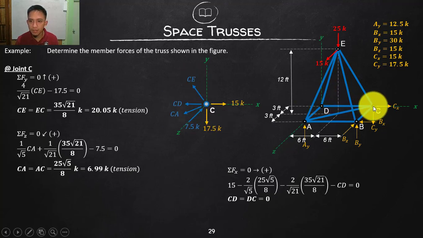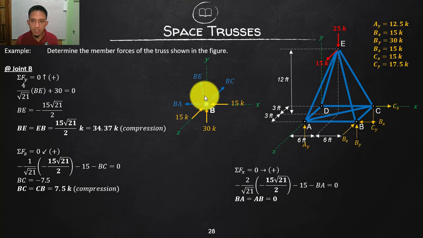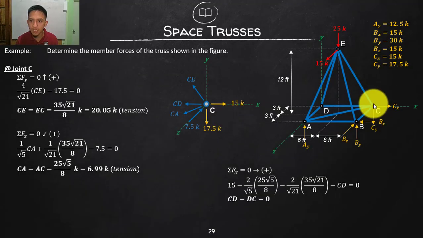So we have here your CA, unknown, that is only inclined along X and Z. It is not inclined vertical. So there are only 2 components of CA. Your CD, that is purely along X. Your CE, the same thing as your BE. CE is the same thing as BE. It is inclined in 3 directions. It is inclined along Z, along X, and vertical.